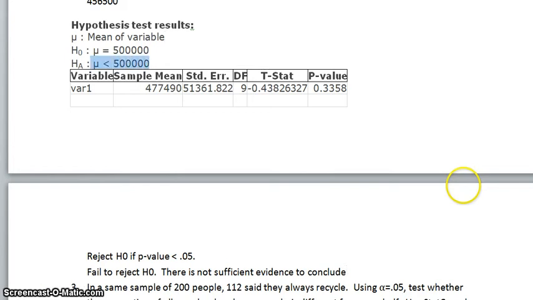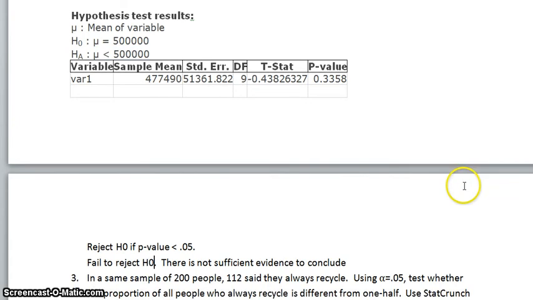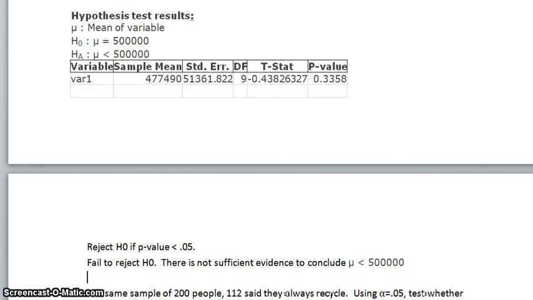In other words, that the average salary for all coaches is less than 500,000. Okay.